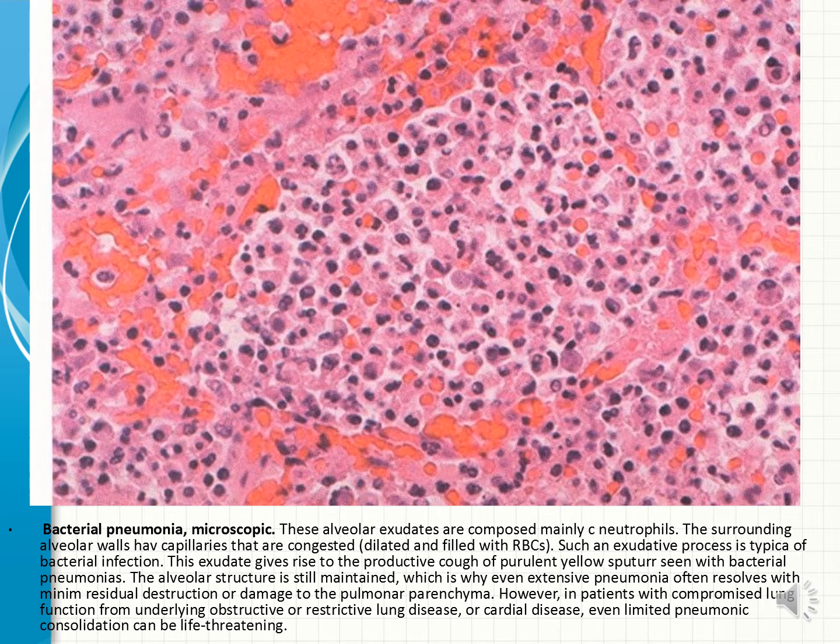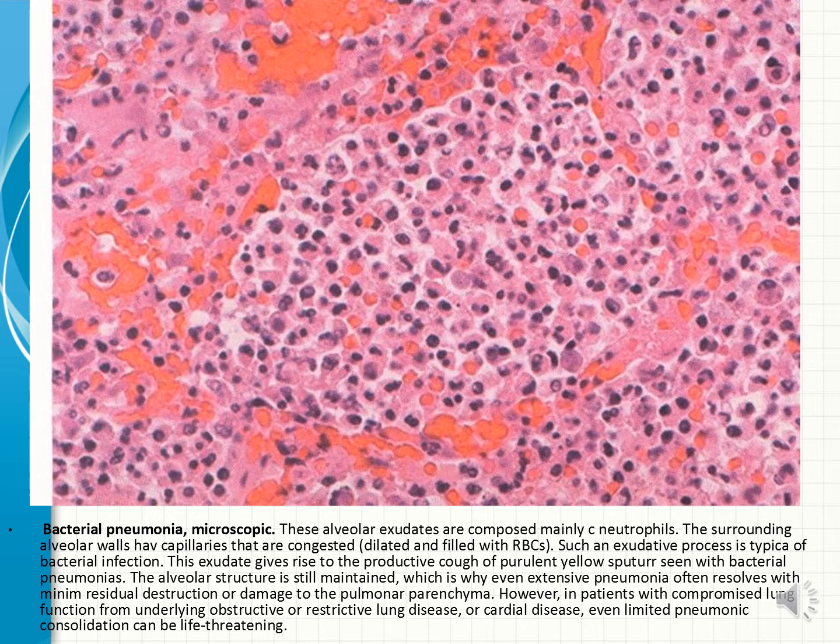Here we see the histological picture of the lung tissue of the patient with bacterial pneumonia. Under microscope we see alveolar exudate, here one alveolus, the other one, the third one. So alveoli are filled with exudate, which is composed mainly of neutrophils. The surrounding alveolar walls have capillaries that are congested. They are dilated and filled with erythrocytes.